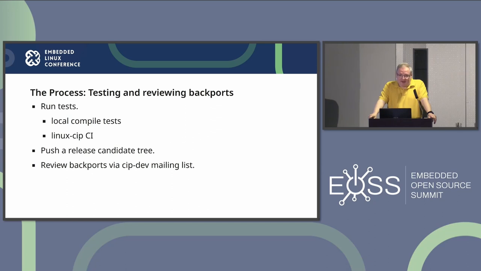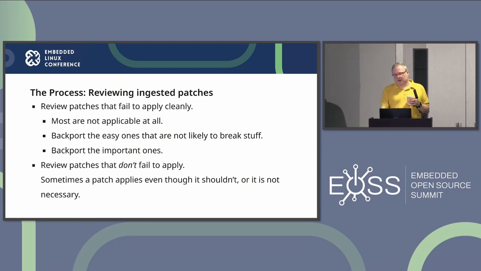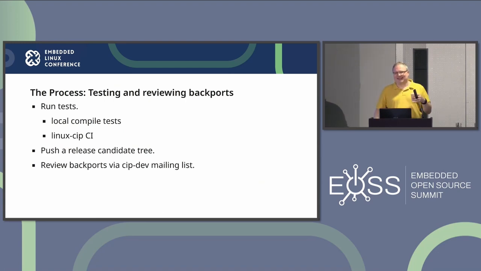After that, we basically have everything that we want in a release on top of the previous release, and we need to run a few tests. Usually these local compile tests go together with reviewing the patches that automatically apply, because that's actually the easiest way to find them, because they use APIs that don't exist yet. Stuff that doesn't make sense very easily falls out of those compile tests. And the other thing is the Linux CIP CI, which we, as project members, can use to just push a kernel up and have it run through the entire test suite, through which all of our stuff goes once it's released anyway.